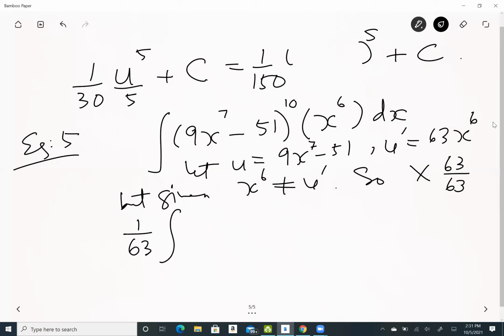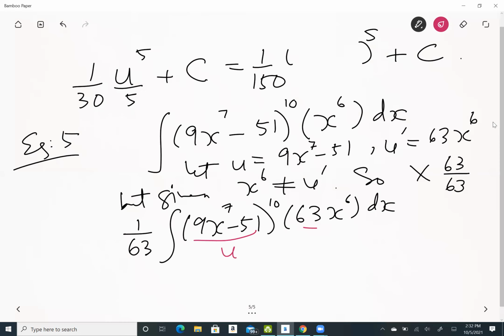Multiply by 9x^6 for (x^7 minus 51) to the power of 10, and then the numerator I multiply by x^6 dx. So now I have the form: that is u to the power of 10, and that's u prime. So I have now 1 over 63 integral of u multiplied by u prime dx. So what is the integral? 1 over 63 u to the power of 11.